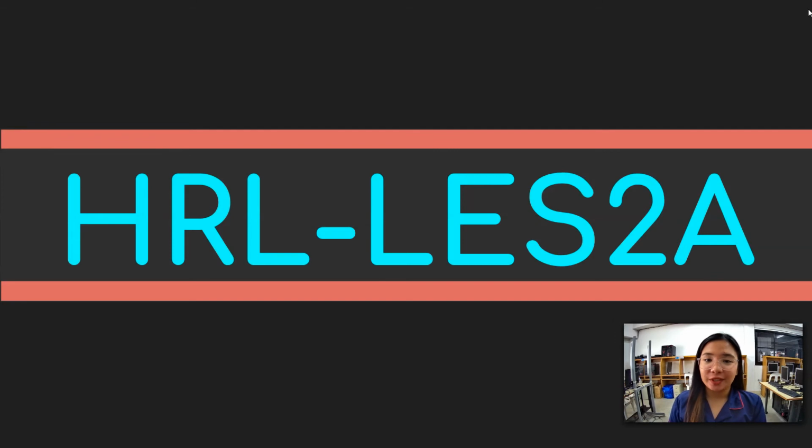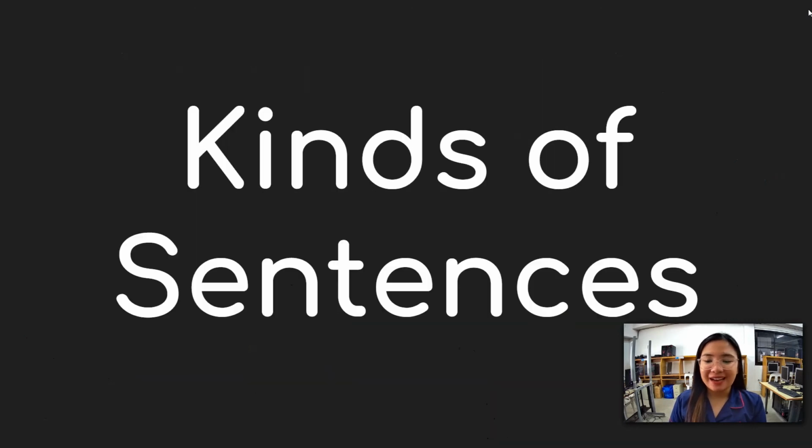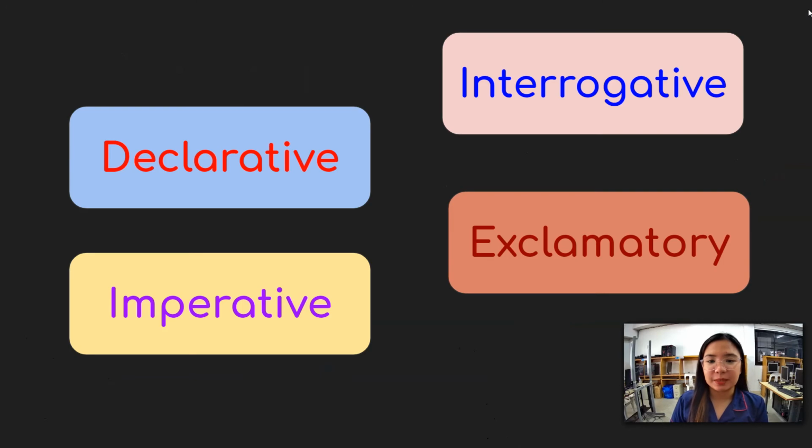Before we begin our discussion for today, I have here a sentence. Thoughts and feelings can be expressed in different ways. And that is why our topic is very important. It's all about kinds of sentences. We have four different kinds of sentences: declarative, imperative, interrogative, and exclamatory.